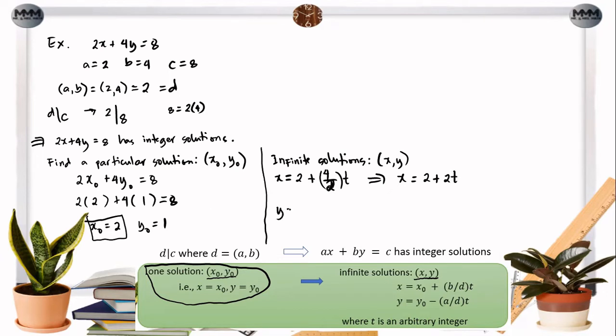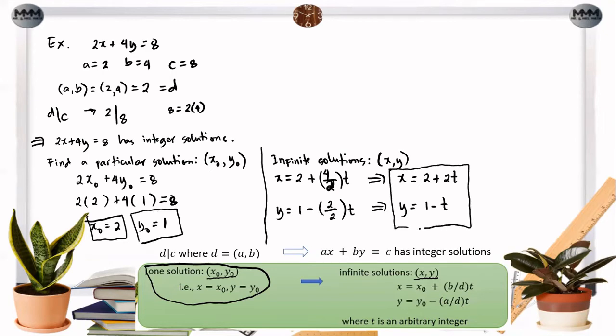So for y, it is equal to y sub 0. Now here we have our particular solution where y sub 0 is equal to 1. So we have 1 minus a over d. So a is 2 and d is 2 times t. Hence, y is in the form 1 minus t. So we have here our infinite solutions in this form. So that will be our answer.